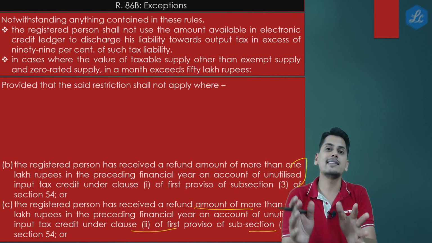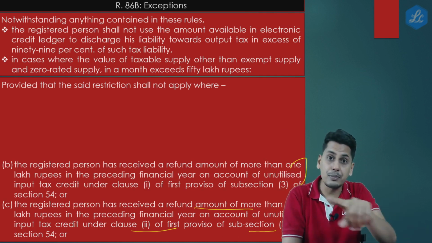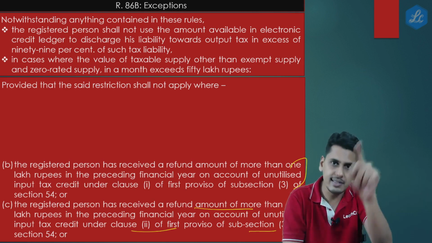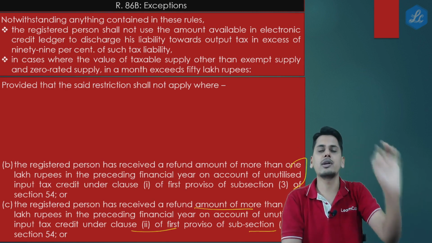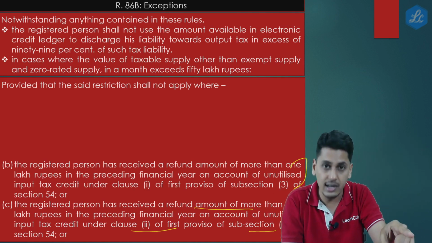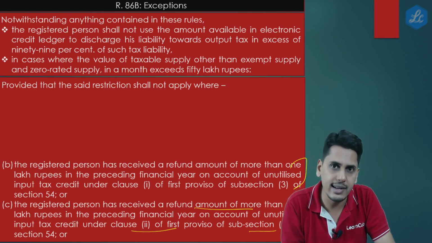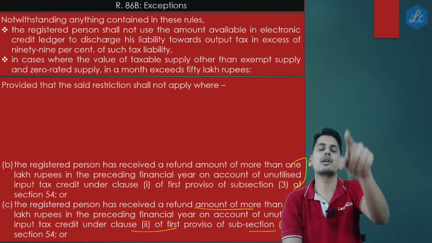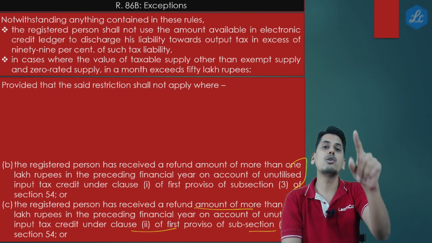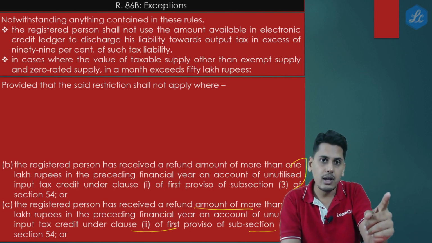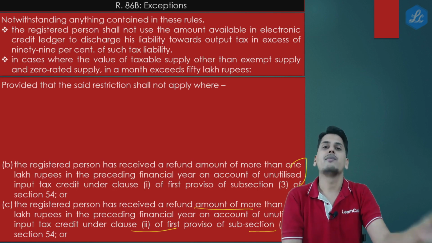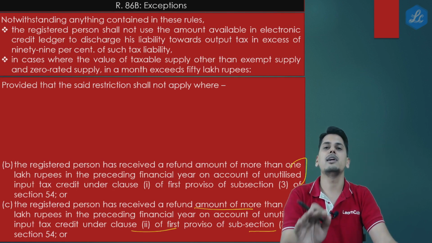So therefore, 86B carves out an exception for the objective of the government being served, and it is not a blanket exemption. It states that all those persons who are making zero rated supplies, all those persons whose tax structure is inverted duty structure, if in the preceding financial year they have received a refund of an amount exceeding rupees 1 lakh for making zero rated supplies under LUT or for inverted duty structure, if they have received a refund of an amount exceeding rupees 1 lakh out of their unutilized input tax credit, then in the current financial year 86B shall not apply.